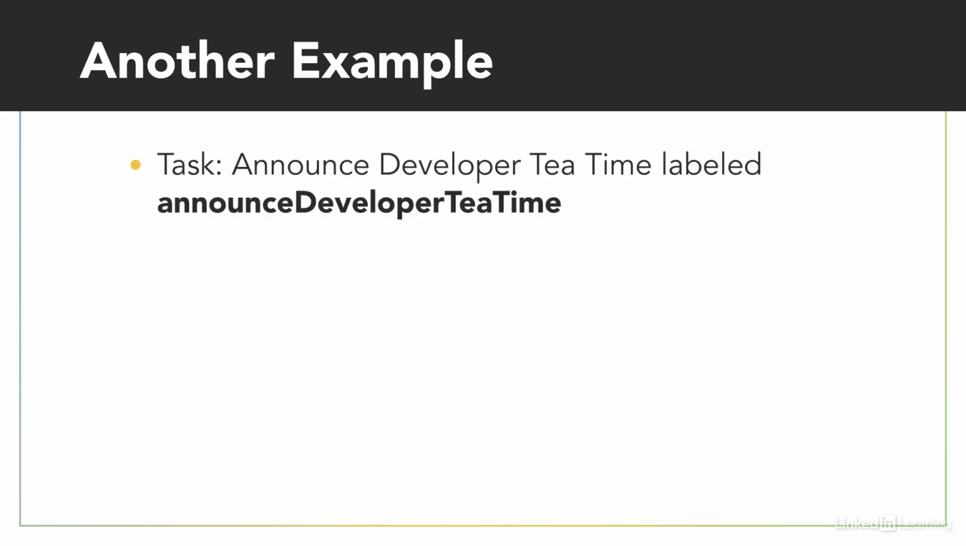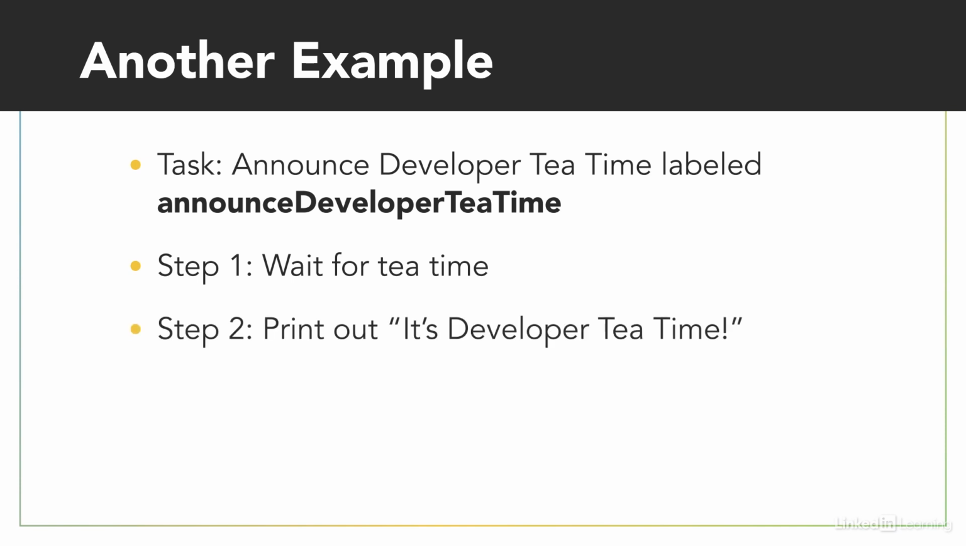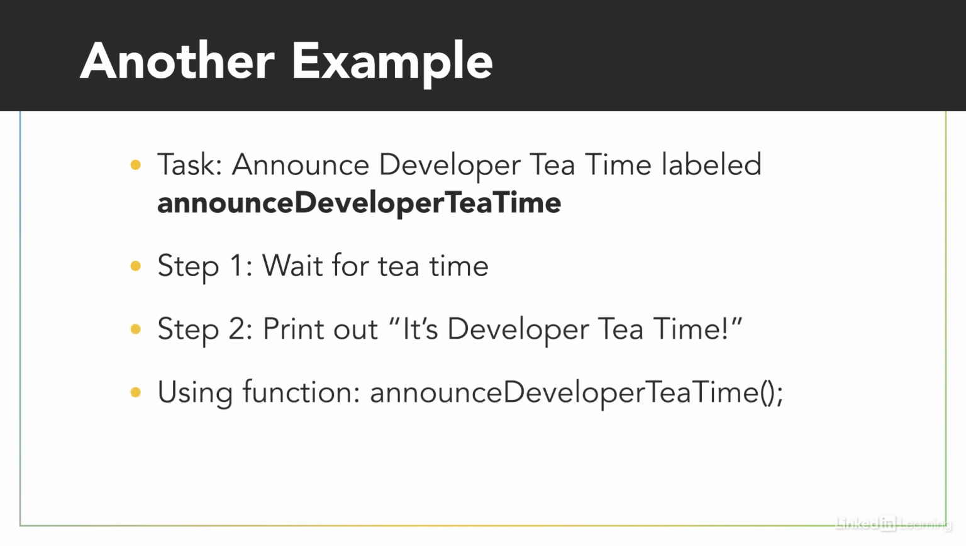Now, our functions don't have to have a bunch of steps. Let's say we wanted to create a function that prints out "It's developer tea time" whenever it's time for tea. The name or label for the function would be Announce Developer Tea Time, and for the steps, it would wait for the appropriate time and then print out "It's developer tea time." To use the function, we would just need to use the name Announce Developer Tea Time.